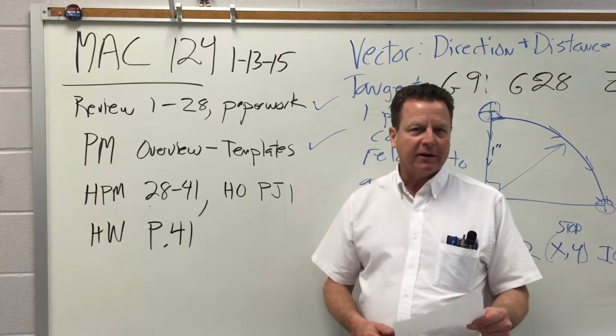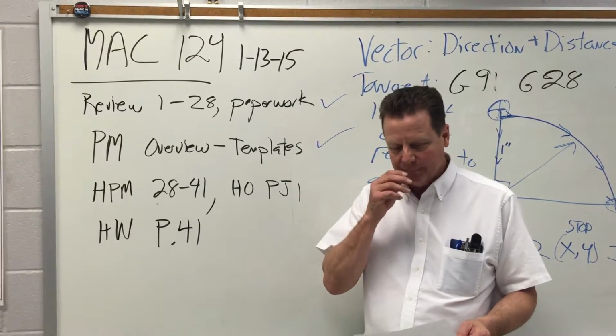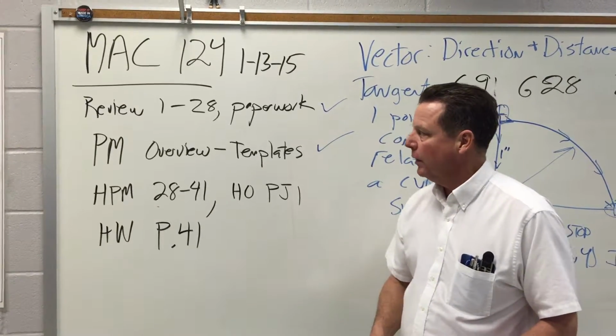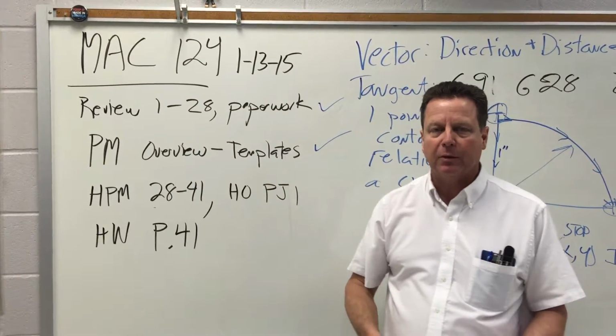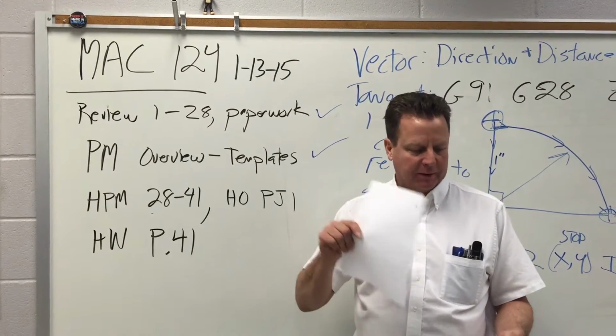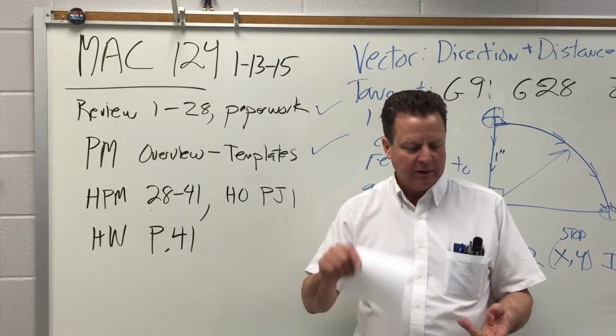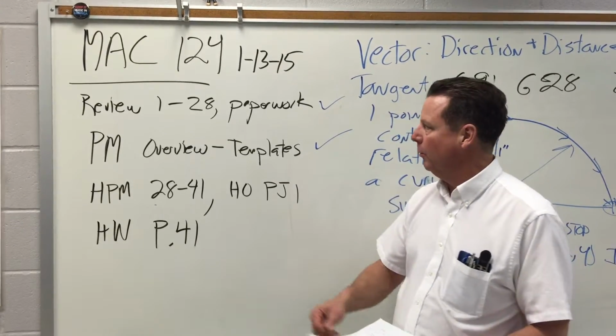All right, welcome to the second class of Mac 124 CNC Milling 1. What did we learn today? Well, we reviewed pages 1 through 28 in your Haas programming manual that went over the basics of CNC programming. Cartesian coordinate system, absolute versus incremental, and so on. You all read that for homework.